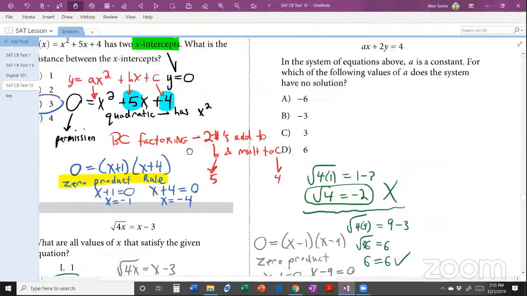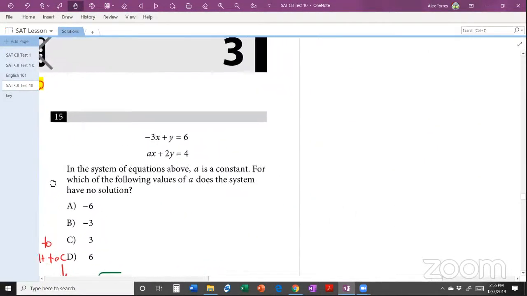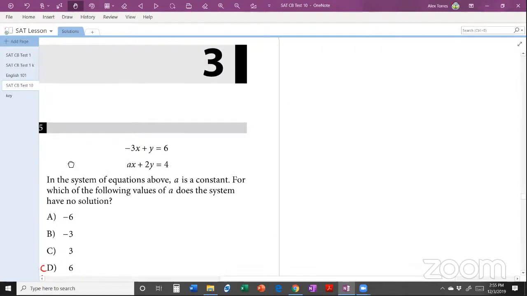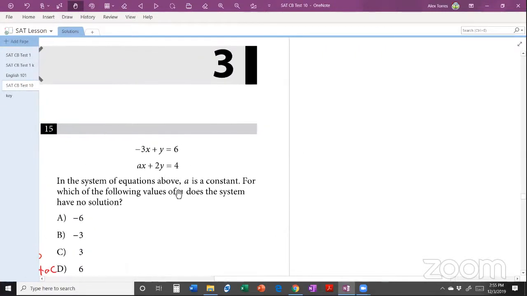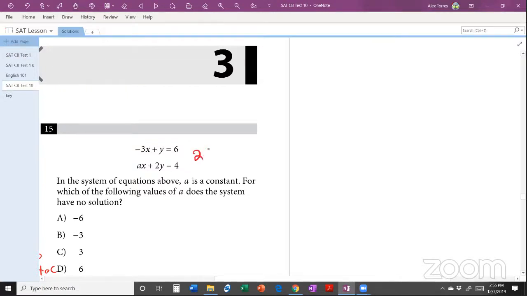Moving on now to number 15. In the system of equations above, a is a constant. For which of the following values of a does the system have no solution? So here we know we're dealing with two lines, because we talked about how a quadratic will have y to the first power and x to the second power. A line is going to have both x and y to the first power. So these are two lines.